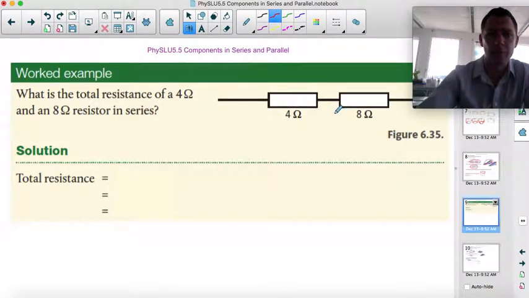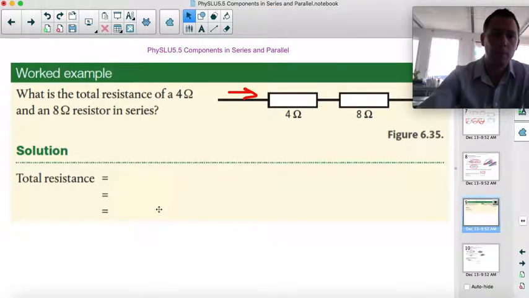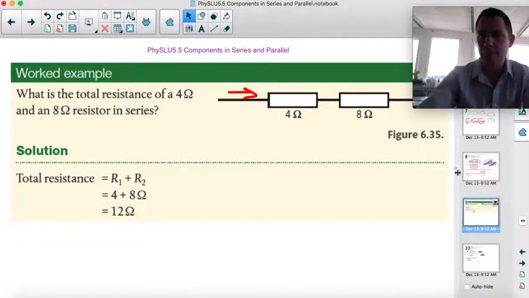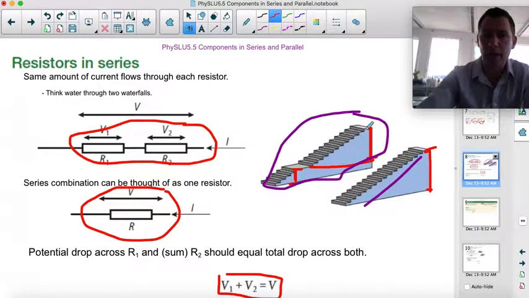So what's the total resistance of a 4 ohm and an 8 ohm? We're trying to put current through there. It feels this much resistance and then that much resistance. Well, the total resistance is the two resistances summed together, so 12 ohms of resistance. That makes sense to me because there's a potential drop here and a potential drop here, so in total the resistances can be thought of as the same.